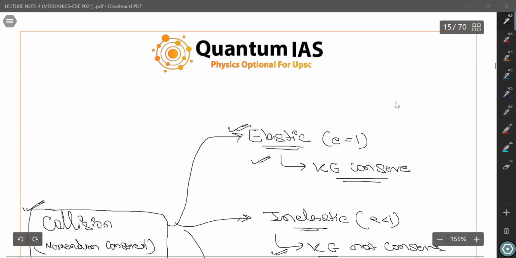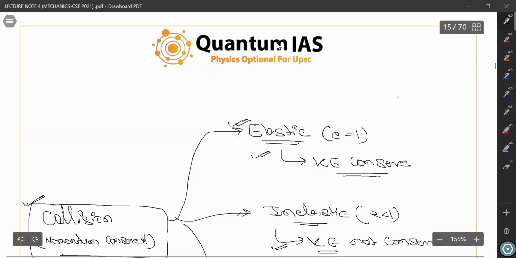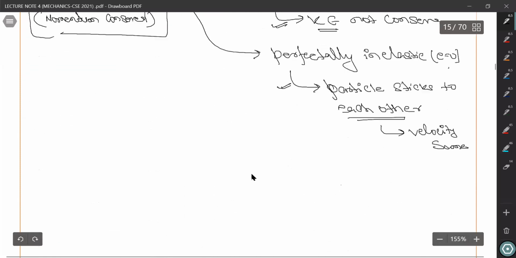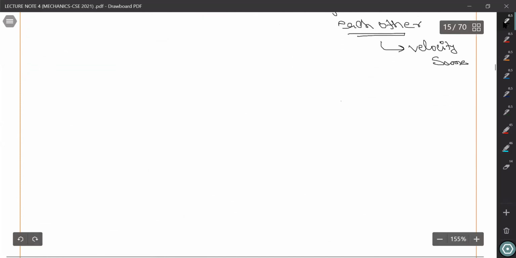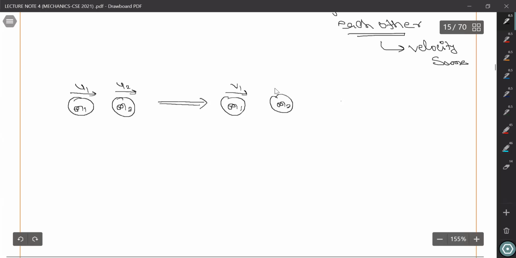So what we have studied is that we can use momentum conservation whenever we are studying collision. Let's suppose this is m1 and it is moving with u1, and this is m2, moving with u2. After collision, this m1 moves with v1 and this m2 moves with v2, right?